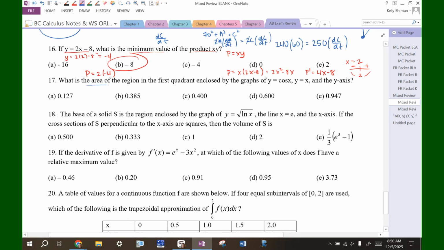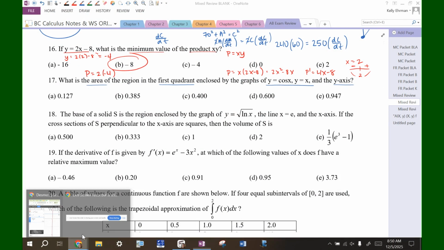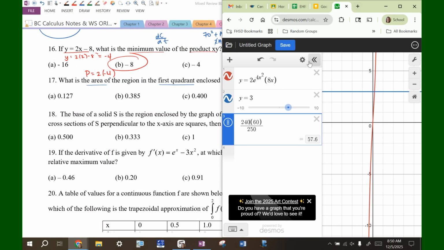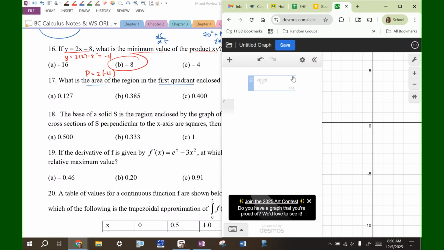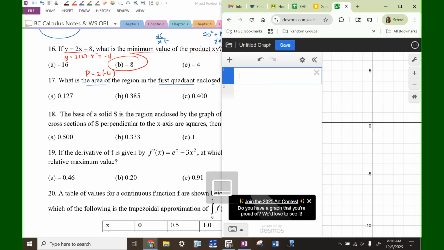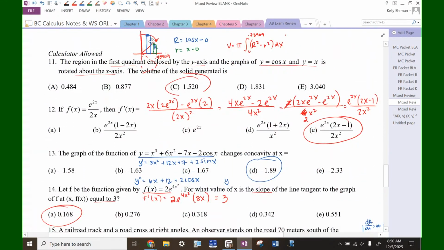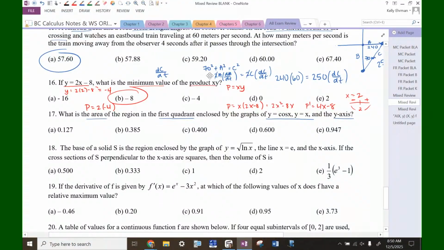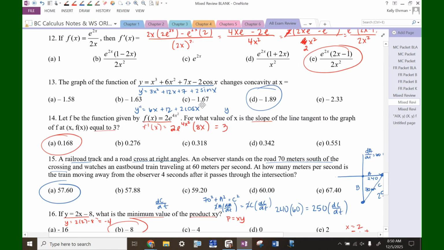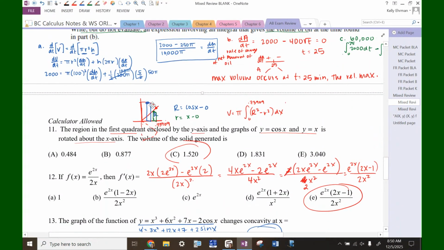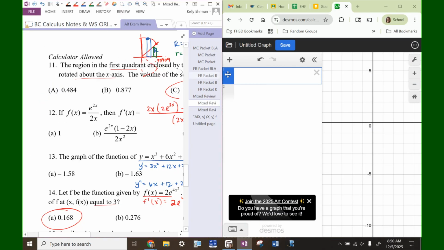All right, what is the area of the region in the first quadrant enclosed by these graphs and the y-axis? Wait, didn't we just have that one, but we found volume. All right, so let's graph those again. Actually, I don't need to graph them. I have back here where they intersect. Cosine x, y equals x, and the y-axis. Yeah, so top minus bottom. So I just need to do a different integral.